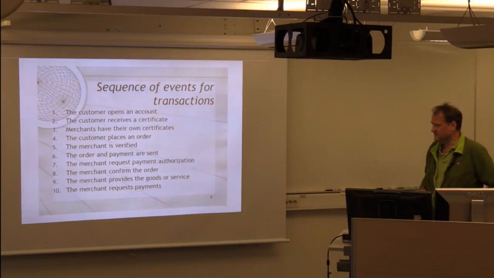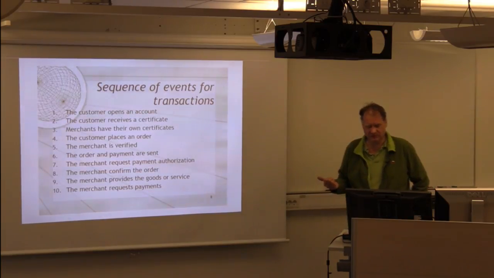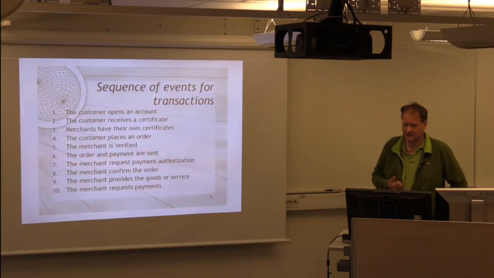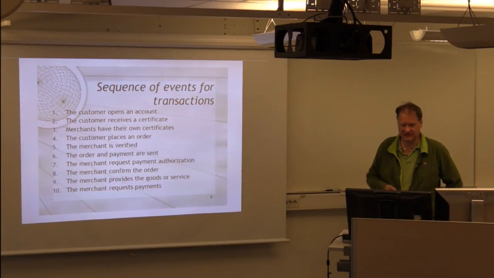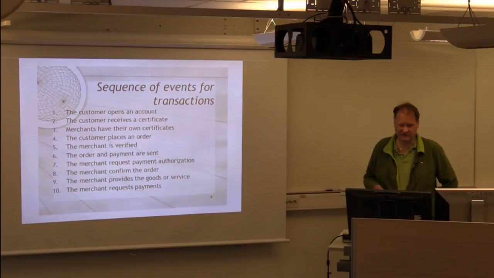So a typical sequence of transactions, what happened here. You as a customer open an account. You get a certificate. The merchant also needs their own certificate. They also need to register and get a certificate from a CA. You place an order with that merchant on the web shop. You can verify the merchant using the certificate that the merchant has.